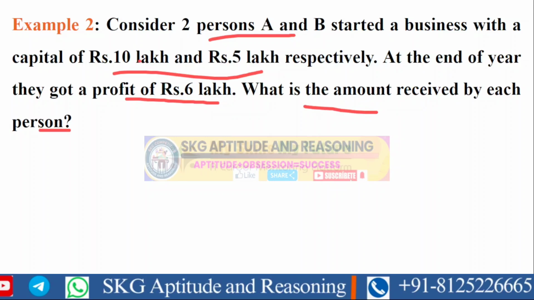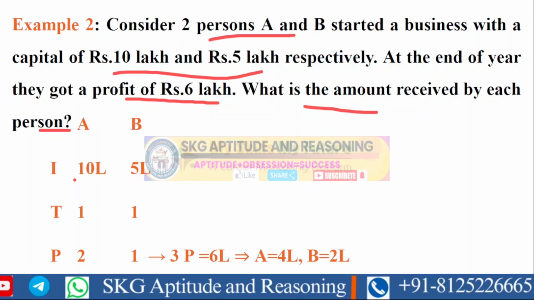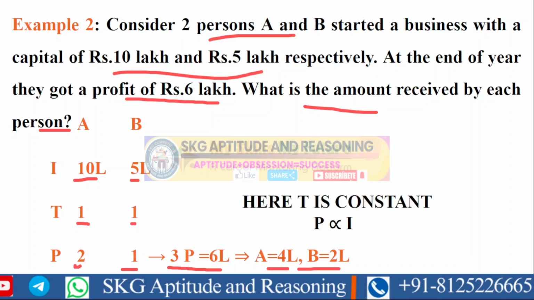As I said in the previous example, A is investing 10 lakhs and B is investing 5 lakhs, and both are investing for 1 year. So here we get 2 is to 1. So 3 parts will be equal to 6 lakhs. A will receive 4 lakhs and B will receive 2 lakhs, as I explained in the previous example. Here we are taking the time period as constant, and when the time period is constant, we take the profit directly proportional to the investment ratio. So this is one kind of example.